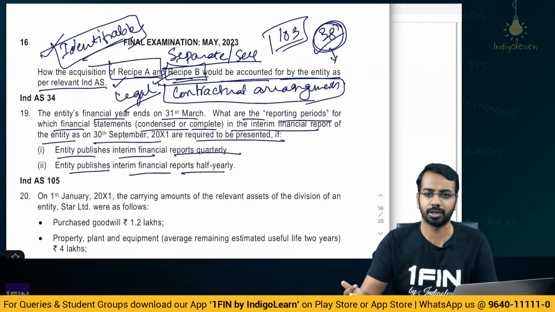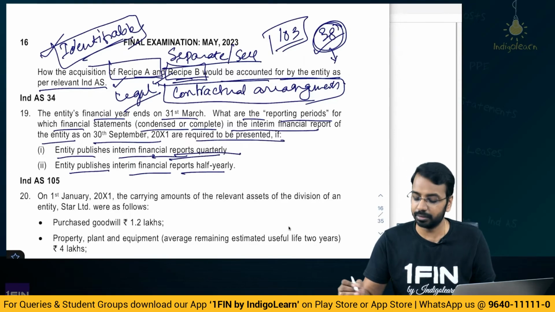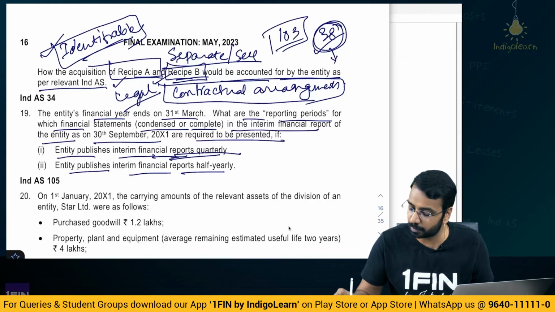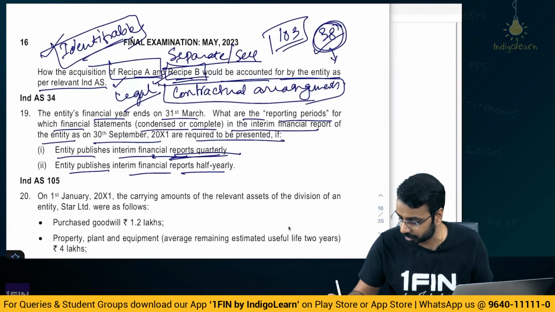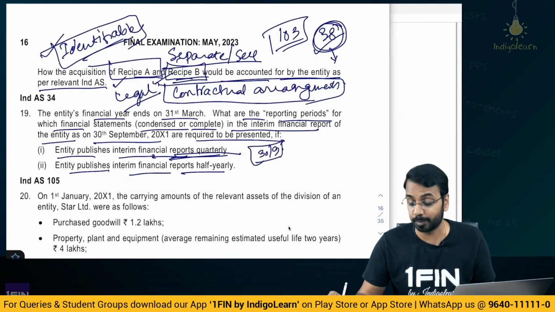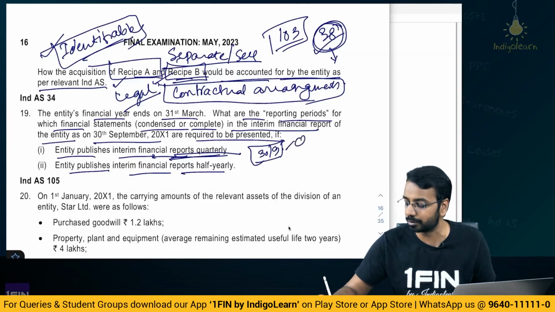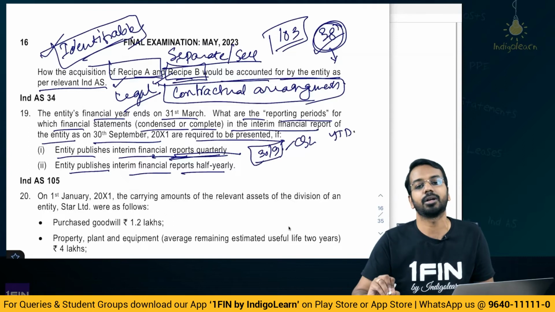Now, this is a straightforward thing which we have discussed in the class also. If it is published quarterly, we are on 30th of September, so this is one quarter. For this quarter, what all do you need to prepare? When it comes to P&L, for 30th September you will make the P&L for Q2. You will make P&L for YTD 30th of September and also give the comparatives.